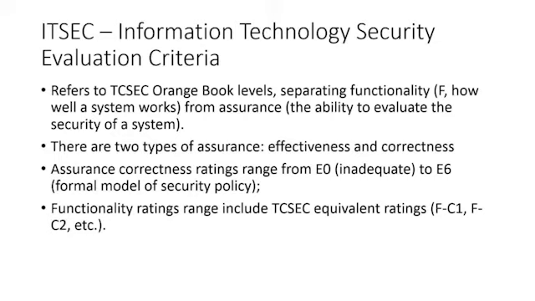Now, there are two types of assurance in ITSEC: effectiveness and correctness. Now, assurance correctness ratings range from E0 up to E6. So they have a different classification scale than we do. And then the functionality ratings use an F label, like FC1, FC2, FC3. So they have two different labeling systems, if you want to look at it that way, right? The functionality and the effectiveness.